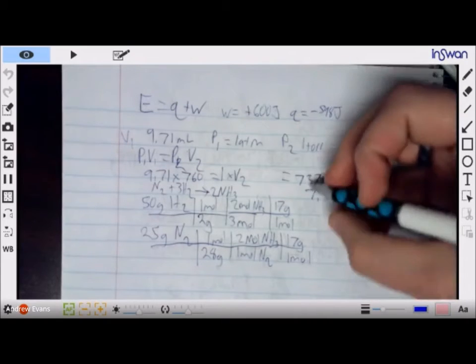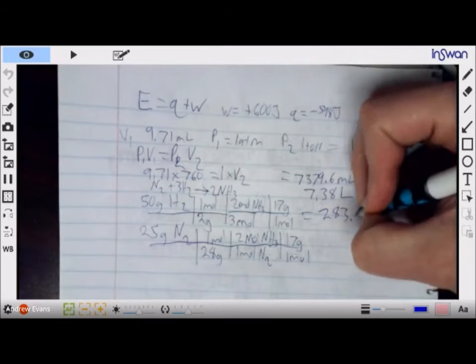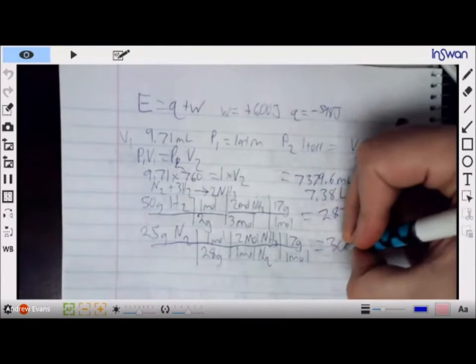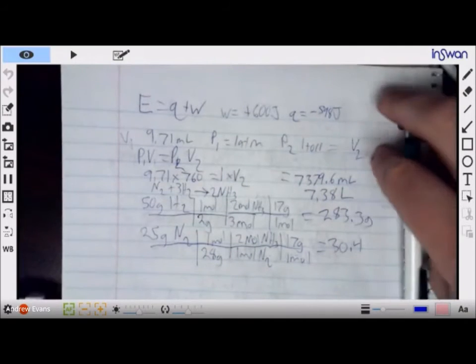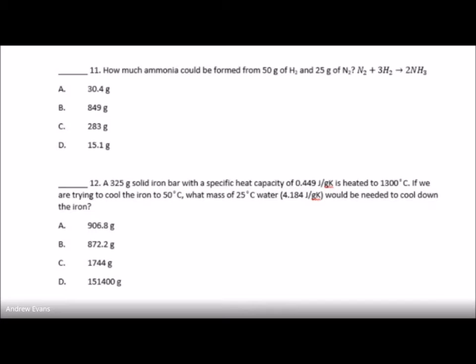If all the hydrogen were to react, we could get 283.3 grams. If all the nitrogen were to react, 2 times 17, we would only be able to get 30.4 grams. So in this particular case, it's A.